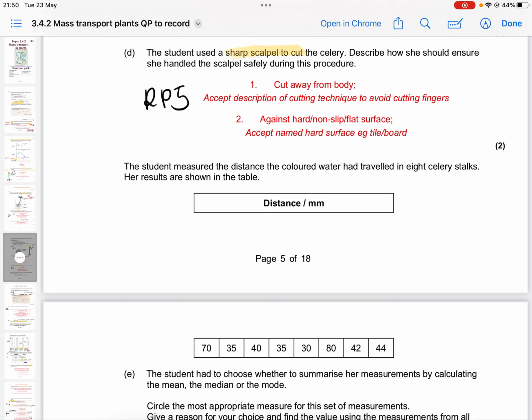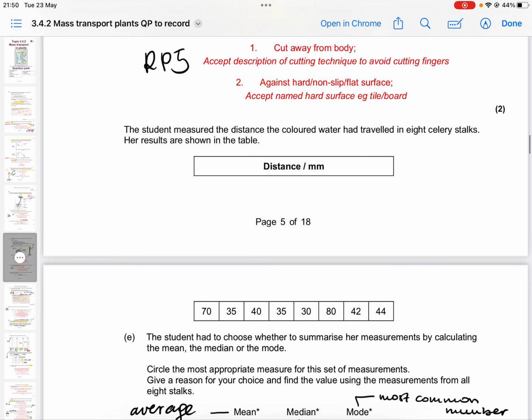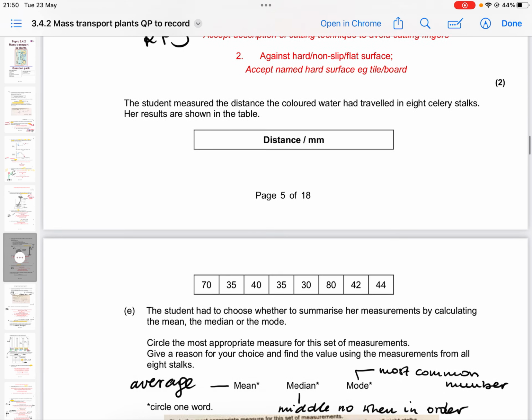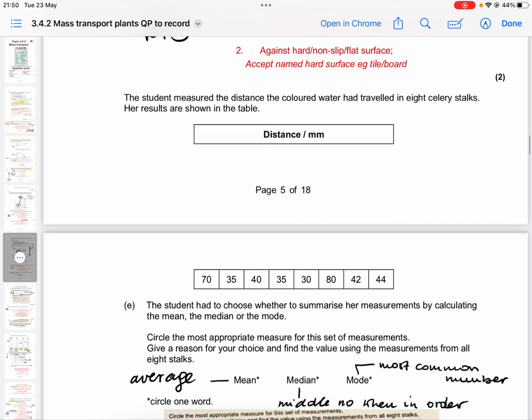Another, we've got the set of results produced in the table. So we've got the distance measured in millimetres. And the students have here given us some data, and we needed to decide which of the measurements would be good to carry out using the information given in the table. So whether it's a mean value, which obviously works out the average, median, which is the middle number when we put them in order, or the mode, the most common number.